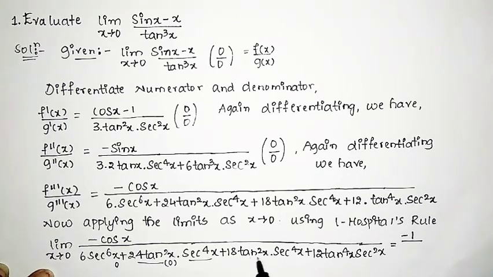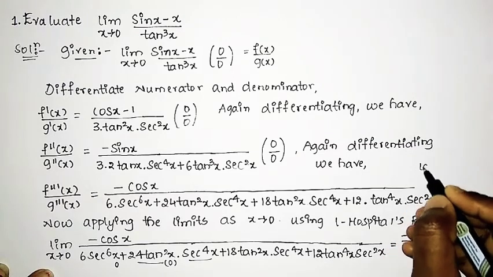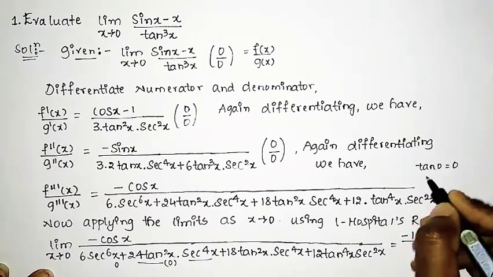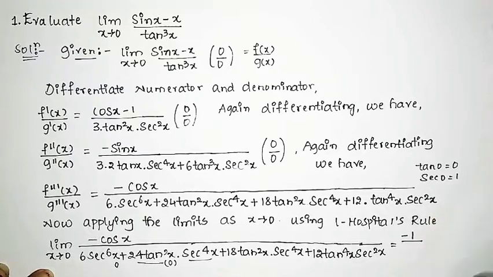Here also we have tan square x, and tan 0 is 0, whereas sec 0 is 1. So here, sec 0 gives 6 into 1. Here it will be 0, and here we have tan 0, so this will be 0, and this also entirely will be 0. Only here we have 6, therefore it will be minus 1 by 6. So we have reduced it using L'Hospital's rule and found the finite value, which is minus 1 by 6.